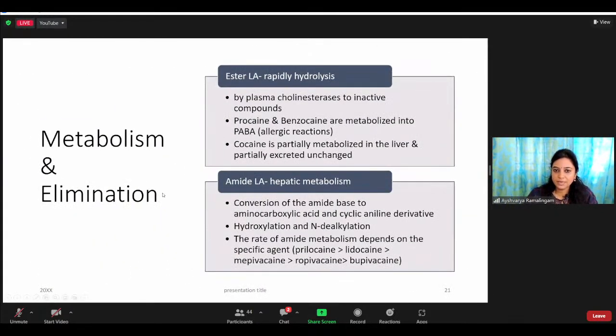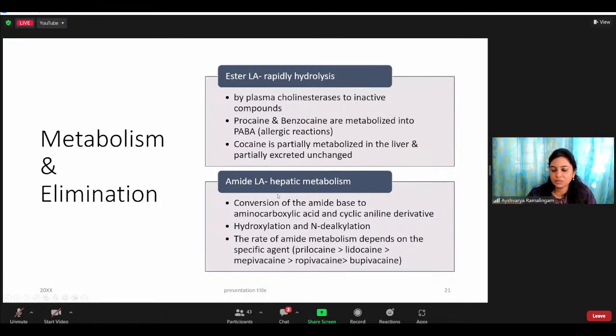Coming to metabolism and elimination, ester local anesthetics are very rapidly hydrolyzed by the plasma cholinesterases to inactive compounds. And a few esters like procaine and benzocaine are metabolized into para-aminobenzoic acid, which is notorious for causing allergic reactions. An exception is cocaine, which is partially metabolized in the liver and excreted unchanged in the urine.